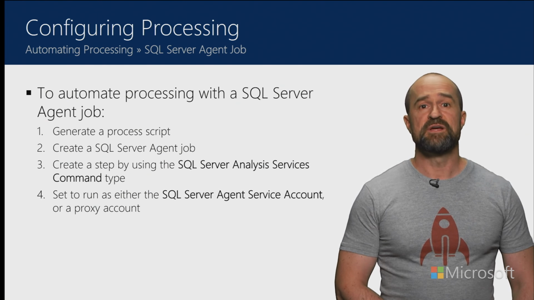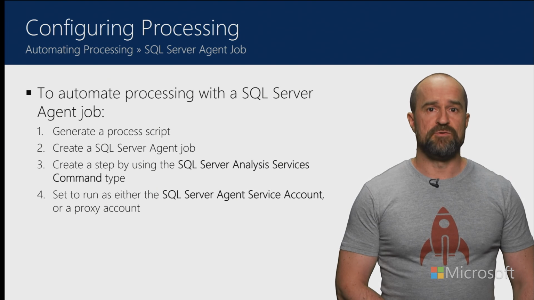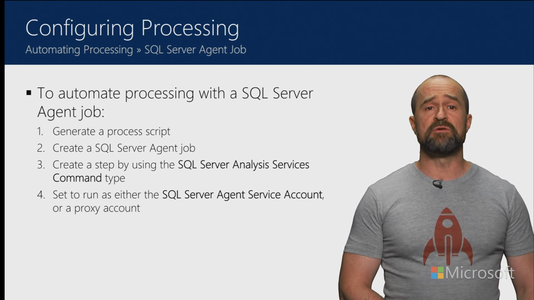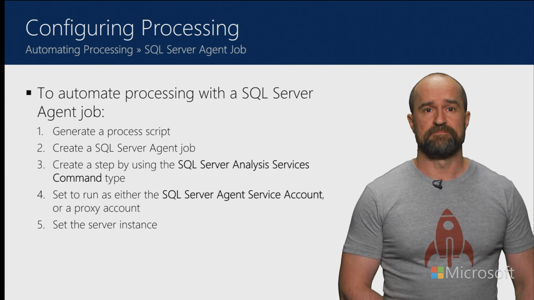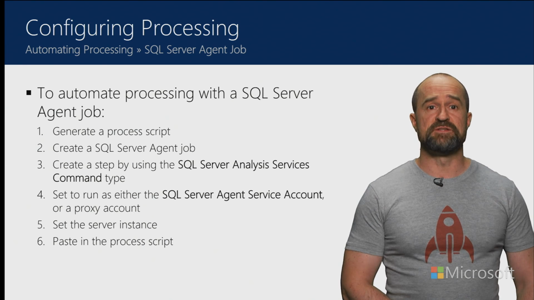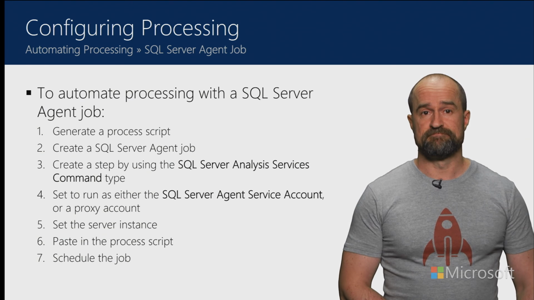And then you'll set the identity by which that job would run. You could use the SQL Server agent account, or you could configure a proxy account that would use its identity for processing. You would then set the server instance and then paste in your process script and then schedule that job to run to the required frequency.